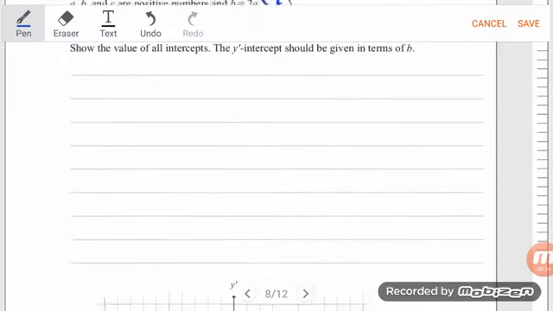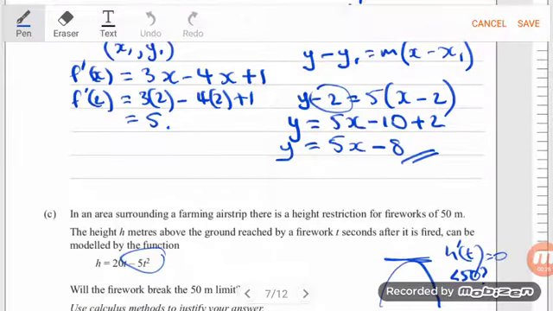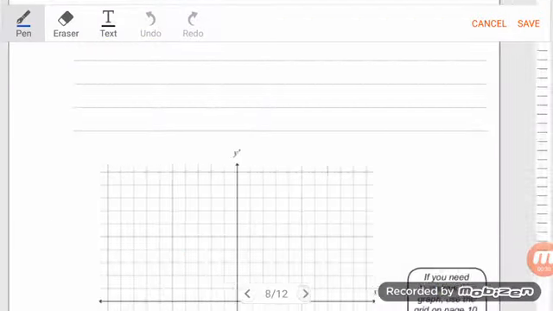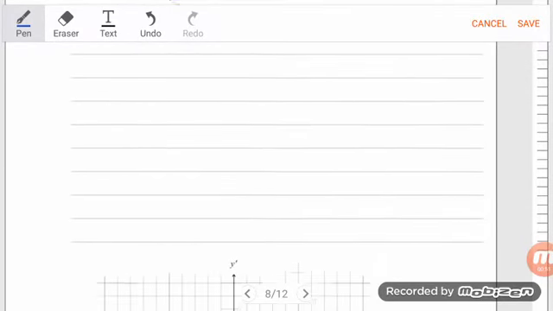On the grid below, sketch the gradient function. Show the value of all intercepts. Okay, so if that's the case, we need to actually write on the intercepts what the values are. The y dashed intercept, so the gradient function, should be given in terms of b.